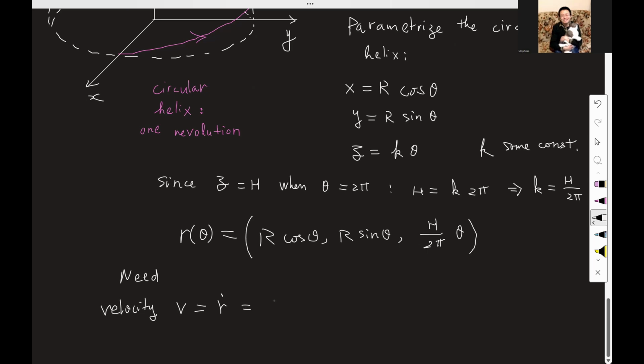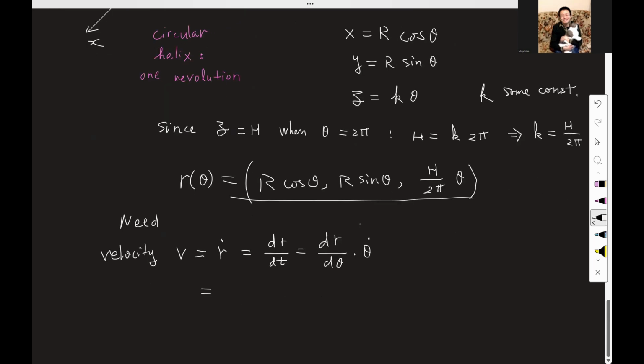Bear in mind, r dot is defined to be dr over dt, where t is time. However, our r is not parameterized by time, so we need to use the chain rule: dr d theta times theta dot. We're going to plug in the expression here. For dr d theta, we're just going to differentiate each term.